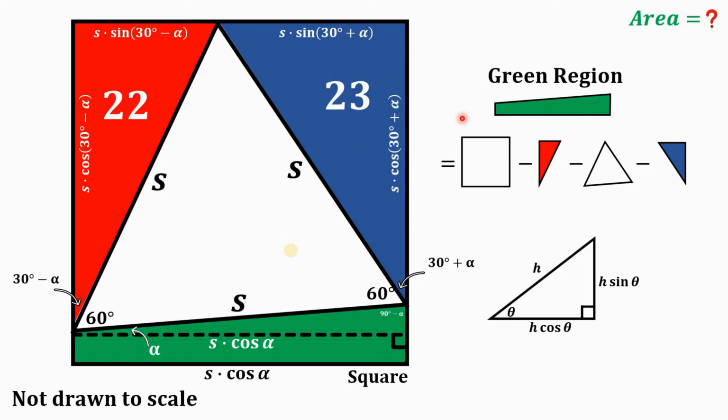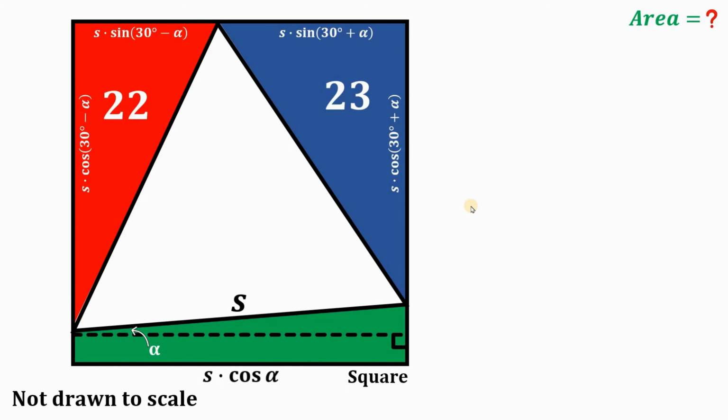And now, from here, let's solve for the value of S and find the area of the green region. In order to find the value of S, we will use the concept of the area of a triangle. So 1/2 times base times height.